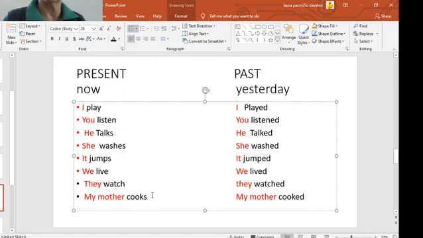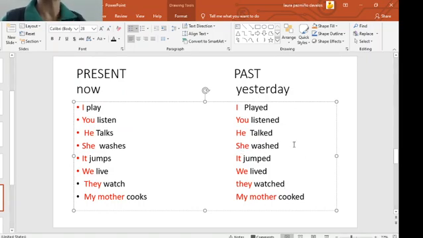Maybe your mother cooks right now. But yesterday your mother cooked. You watched a video about Korea. You lived... I don't know. 2 years ago you lived in Quito. It jumped. My dog jumped yesterday. It jumped yesterday. She washed.